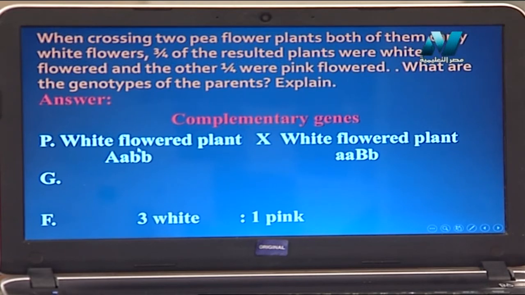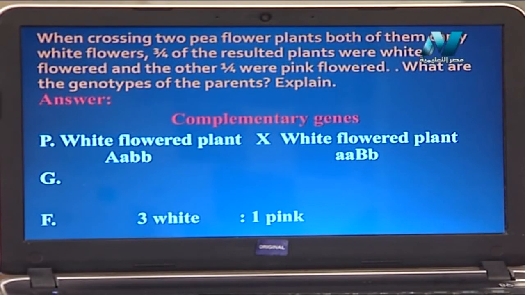So these are the genotypes of the parents, and by determining the gametes, and the gametes being fertilized with each other, the first generation will be capital A, capital B, small b. This is the pink one. And the white ones: capital A, small b, small b; small a, capital B, small b; and small a, small b, small b. So we have three white flowered plants, and one pink flowered plant. So the ratio will be 3 white to 1 pink. I hope you can understand this.